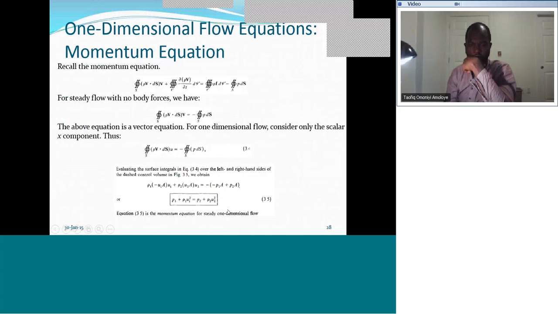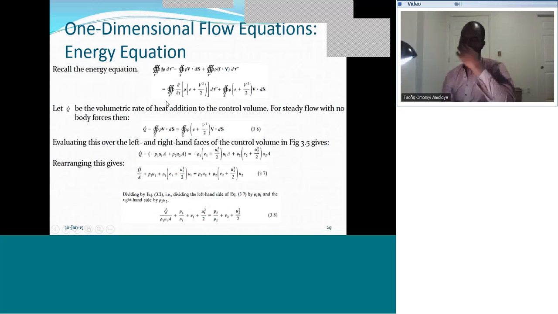Then the next is to go on to the energy equation for one-dimensional flows. We recall the general mathematical statement in the integral form for the energy equation there. And then we let this part here be equal to Q dot, and let it be the volumetric rate of heat addition to the control volume. It's a volumetric phenomenon, so let's just denote it with capital Q dot. For steady flow with no body forces, this part is going to be equal to zero, and that part is equal to zero. I just left them with equation 3.6.